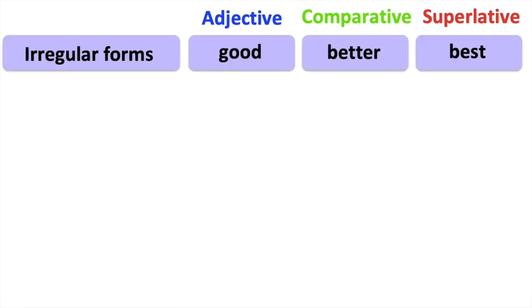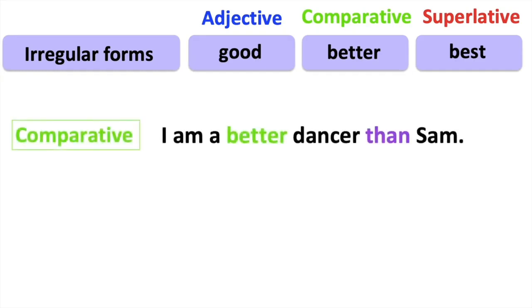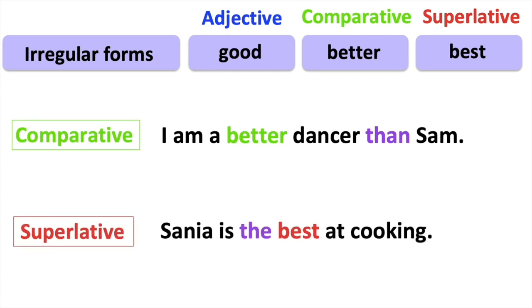Lastly, there are some irregular forms which don't follow the rules. For example, good, better, best. I am a better dancer than Sam. Sanya is the best at cooking.